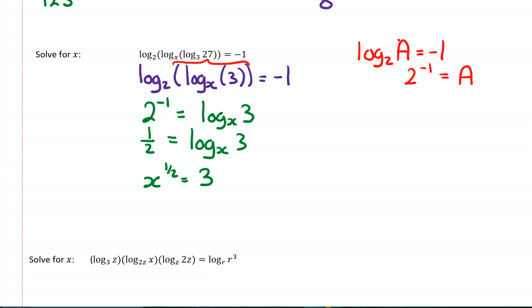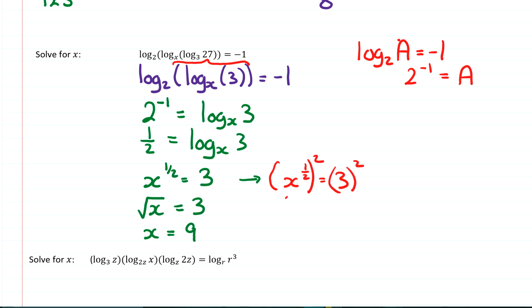But there's a couple ways to do this. So it could be like the square root of x equals 3. So you could square both sides, and that would give us x equals 9. Or an alternate way here would be to just square both sides right now. If you have x to the half equals 3, why not just square that side to give you x to the 1, and then square that side? So here x would still equal 9 if you did it that way.